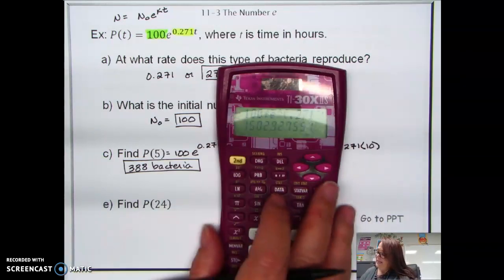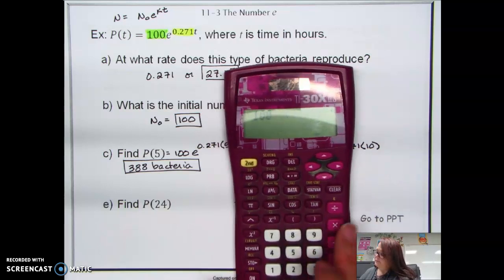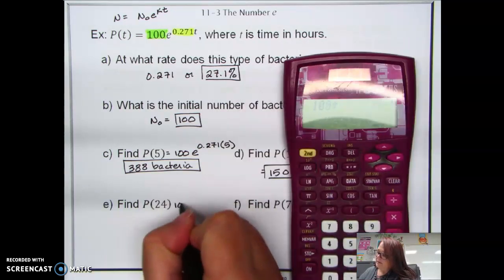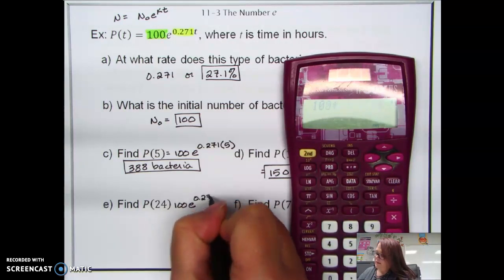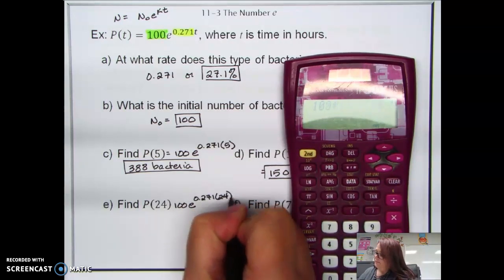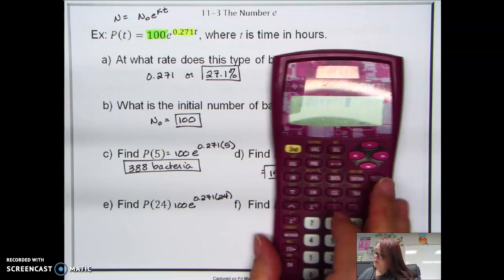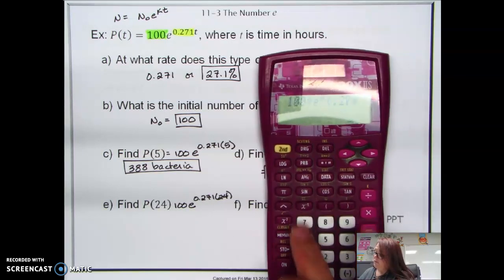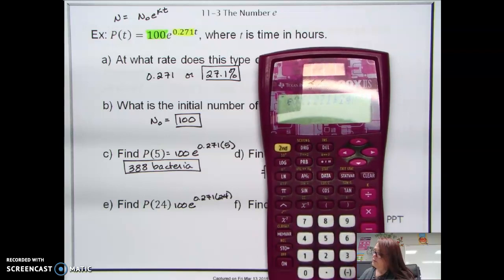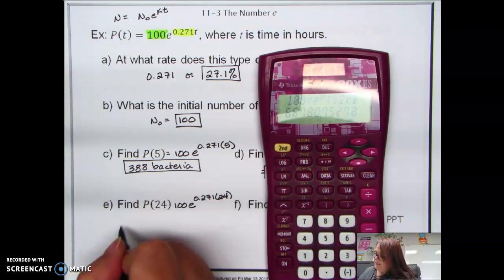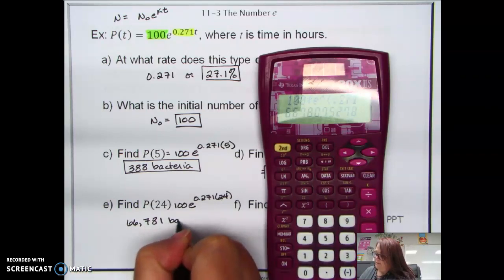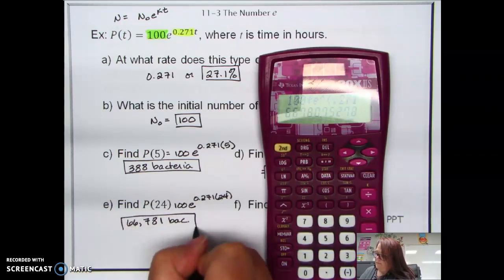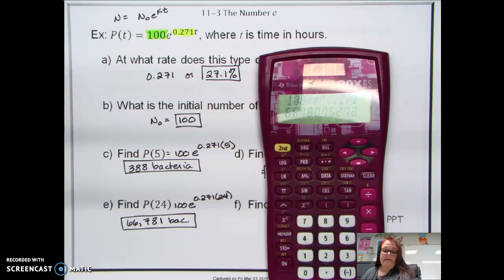So then looking at E, we're going to do 100 times e to the 0.271 times 24. So second natural log, 0.271 times 24 gives me, and now we're looking at 66,781 bacteria. And that's after just one day.